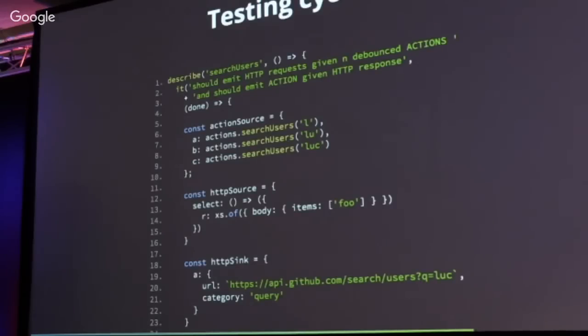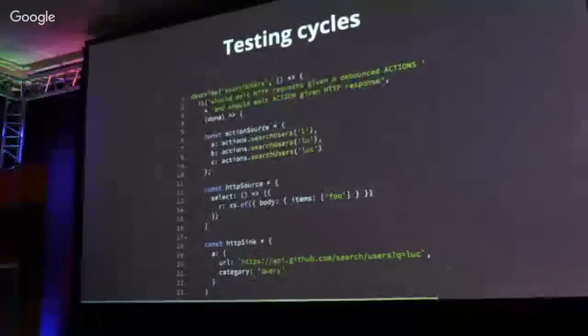Well, let's imagine we want to test the function that we just did for the autocomplete. It can be a little bit complex because we really want to test the debouncing and everything that happened at exactly the same time. So how could we do that?